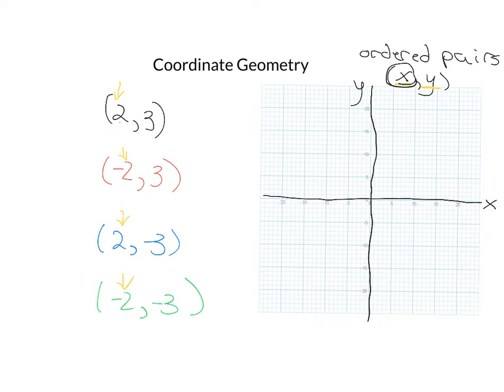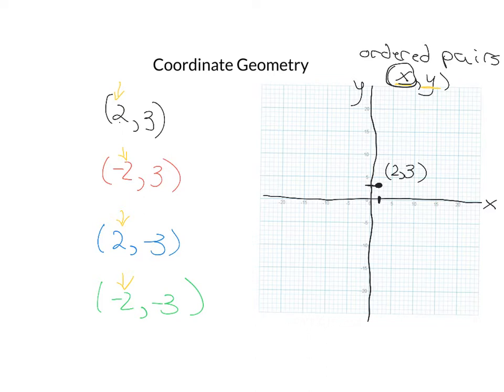So the first number determines how much to the right or how much to the left we need to go. So for this number here, written in black ink, you can see our x value is 2. Positive 2 means we go 2 to the right, which would be right about there. The positive 3 tells us that it's 3 up. 1, 2, 3. So it would be up 3 right there. So where those two spots meet is right there. So our ordered pair of 2, 3 would be graphed in this spot right there.